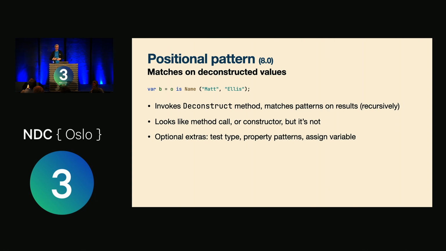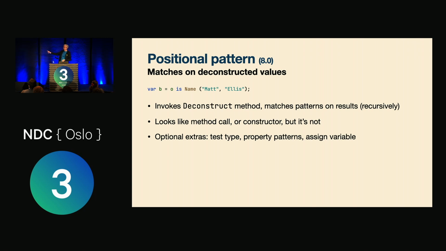So it looks like a type test again, but then I'm using the brackets to specify my positional parameters. And what this will do under the covers is invoke the deconstruct method and match the patterns on those results. So I've got recursive patterns inside the brackets there. So that Matt and the Ellis there, those are both constant patterns which are matching recursively on the deconstructed values.